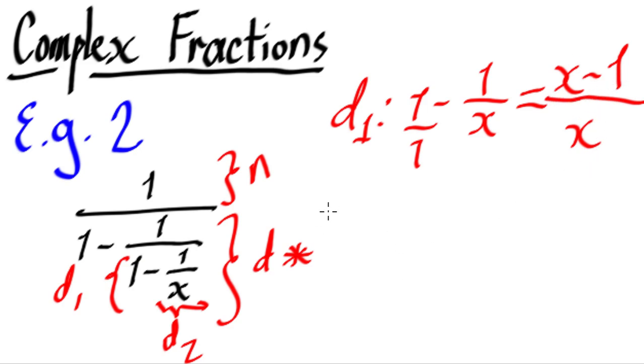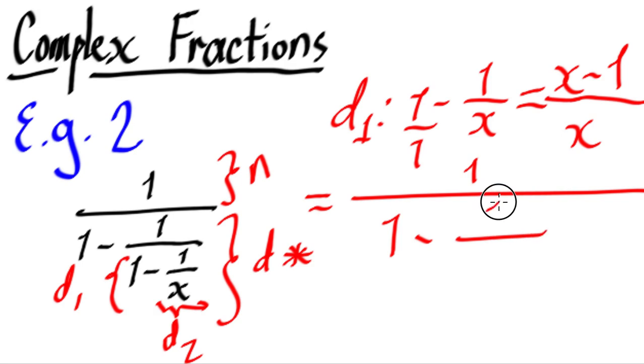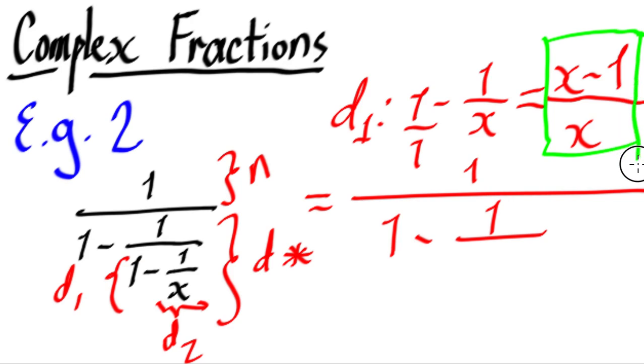If we rewrite it, our whole fraction must look like this: 1 all over 1 minus 1 all over, and our d sub 1 is going to be like this. So we're going to put this answer here in our d sub 1. In lieu of our old d sub 1, this is our new d sub 1. It's simplified, a simple fraction, not a complex fraction but a single fraction, which makes things better: x minus 1 over x.